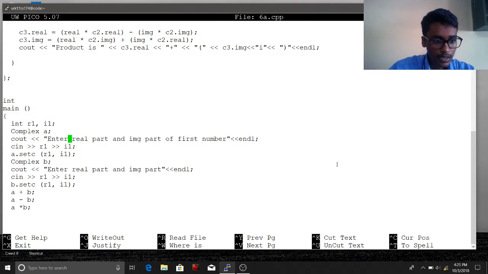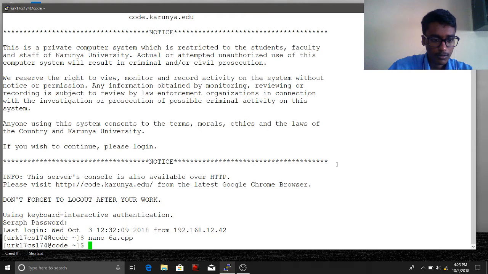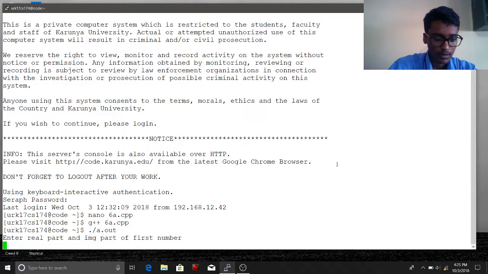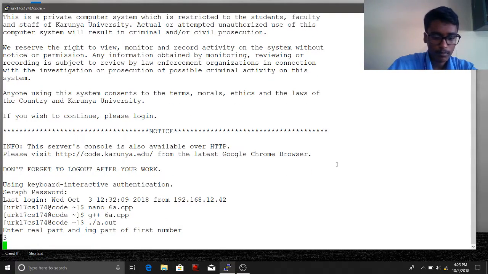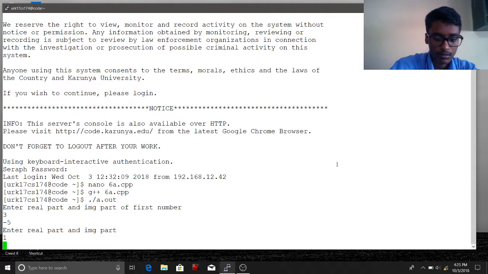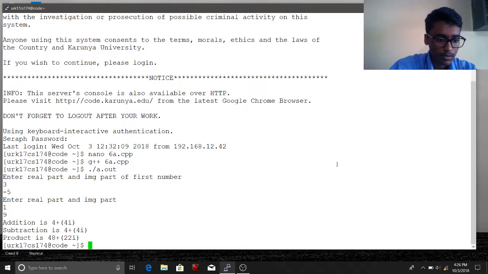And here is the int main, which is the driver function to test this program. So now let's look at the output of this program. So let's enter 3, minus 5, minus 5, and 1 and 9. So here the addition, subtraction and product of the two complex numbers are being printed, and these are right. So let's move on to the next program.